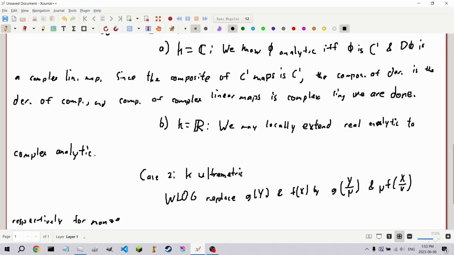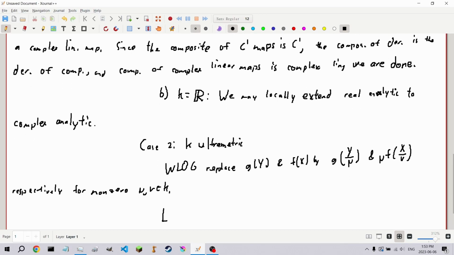For non-zero mu and nu in K. So we can choose mu and nu to make things easier. They don't really specify how as of yet.